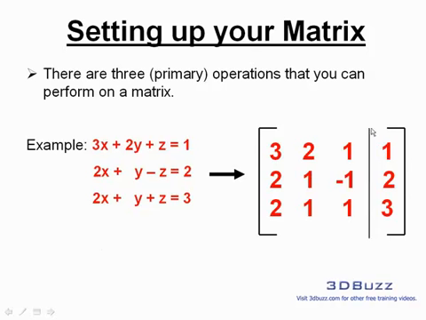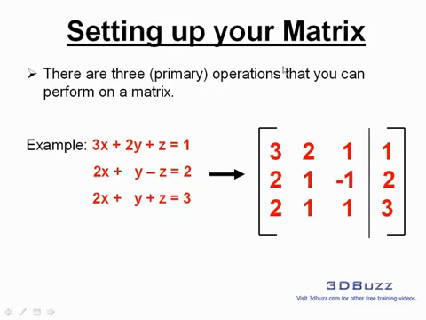This vertical line is used to distinguish between your coefficient half of the matrix and your solution half. Gotcha. It's kind of like your equal sign. Exactly. So if you had, let's say, 2x plus y minus z equals 2, it would be 2, 1, minus 1, and then 2. And so on and so forth for the third. Awesome. Now, how does this help you out?